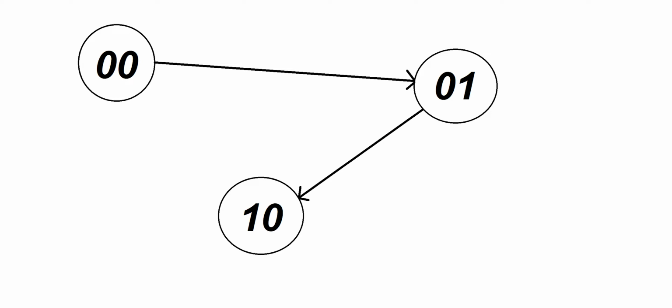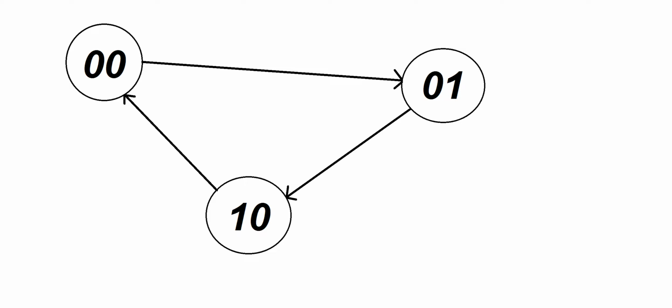Let's also say that if the system is in state 0, it moves to state 1, and then moves to state 2, and finally returns to state 0 to create a loop. Now you have to decide what you want your system to do in those states. Let's say we want our system to say hi.